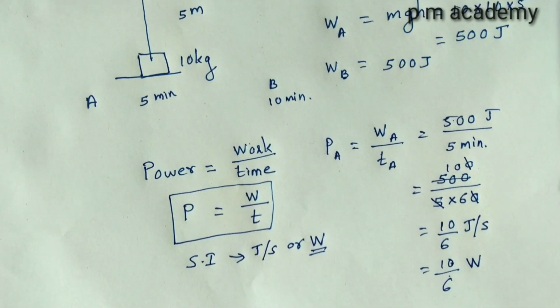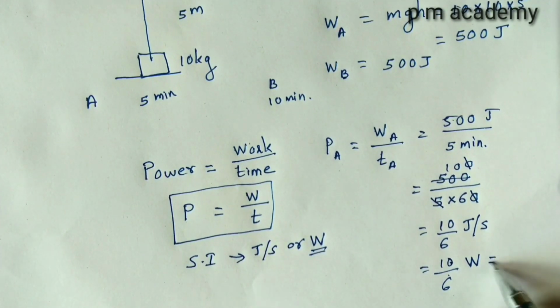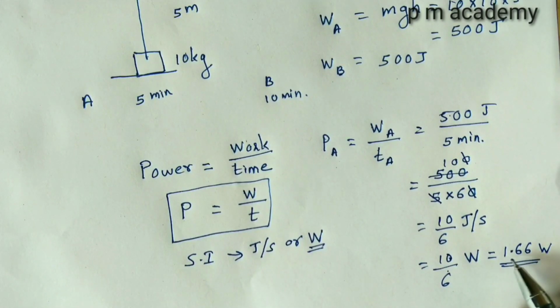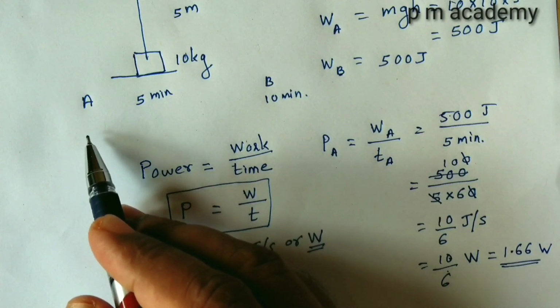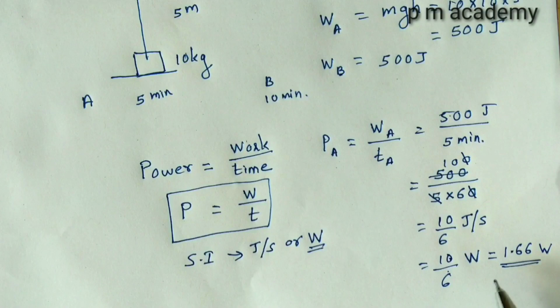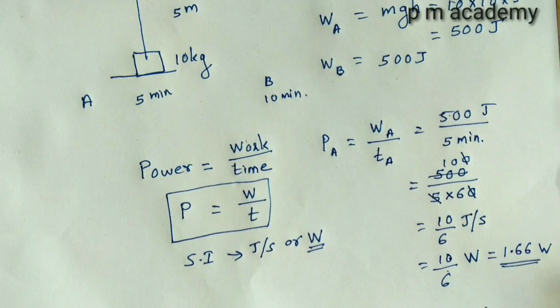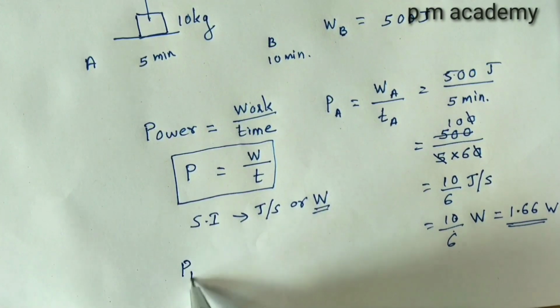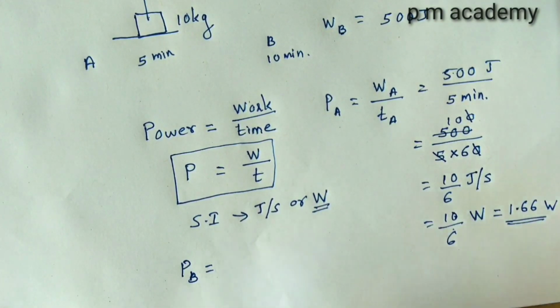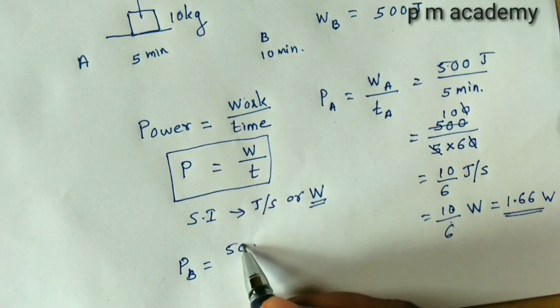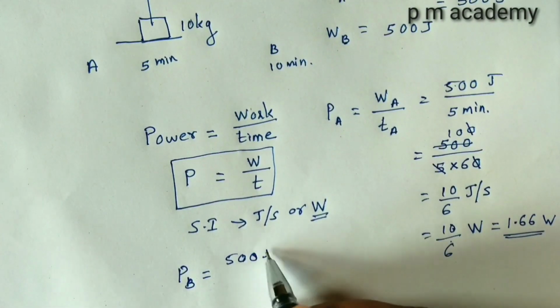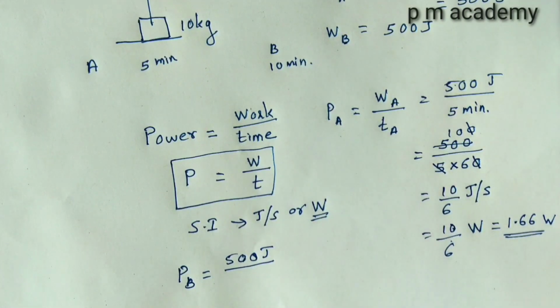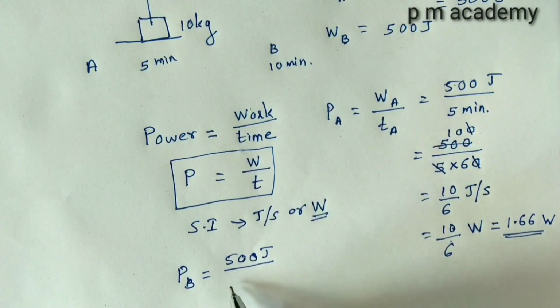Power of A is 10 by 6 watt. 10 by 6 means 1.666 something watt. That is the power. That means person A does 1.66 joule of work in 1 second. That is the rate of doing work of person A, 1.66. And in the case of person B, the work is the same, 500 joule, divided by time. Time is 10 minutes.